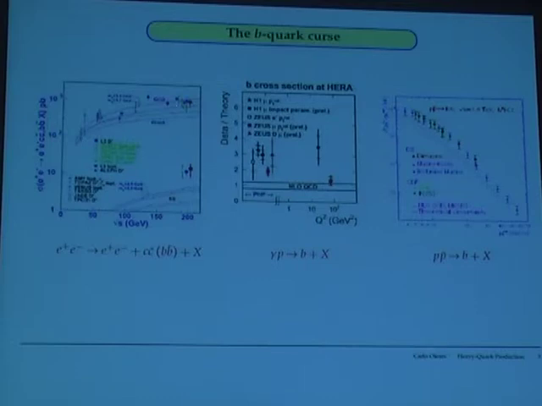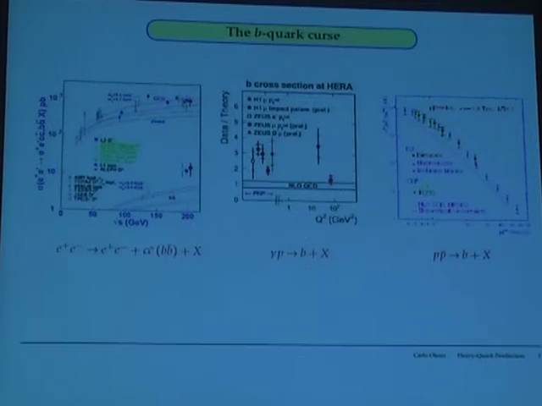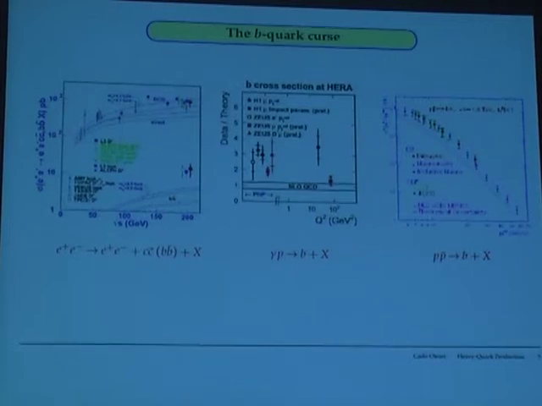You see that these are the data for charm production, and these are the theoretical curves, and everything goes well. You go to the B, these are the data, and this is the theoretical prediction. Remember that this is a logarithmic scale, so we are off by several factors, a factor of three or four. Gamma proton production is the same. These are the data, this is the theoretical prediction. We are off by a factor of 3. And again at the Tevatron, the data and the theoretical prediction, if you take the ratio, we are off by a factor of 3 again.